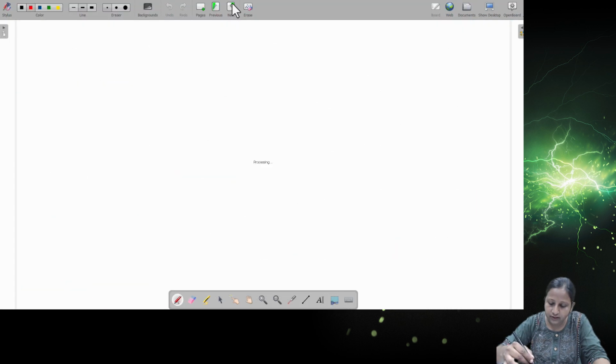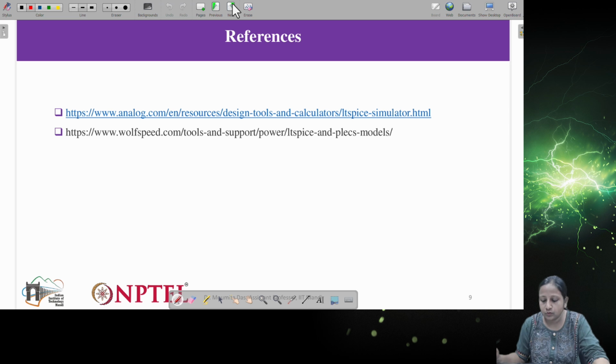Okay, so this you can actually design. You use any of the devices and design the filter for the EMI requirement. Okay, that's all for today.